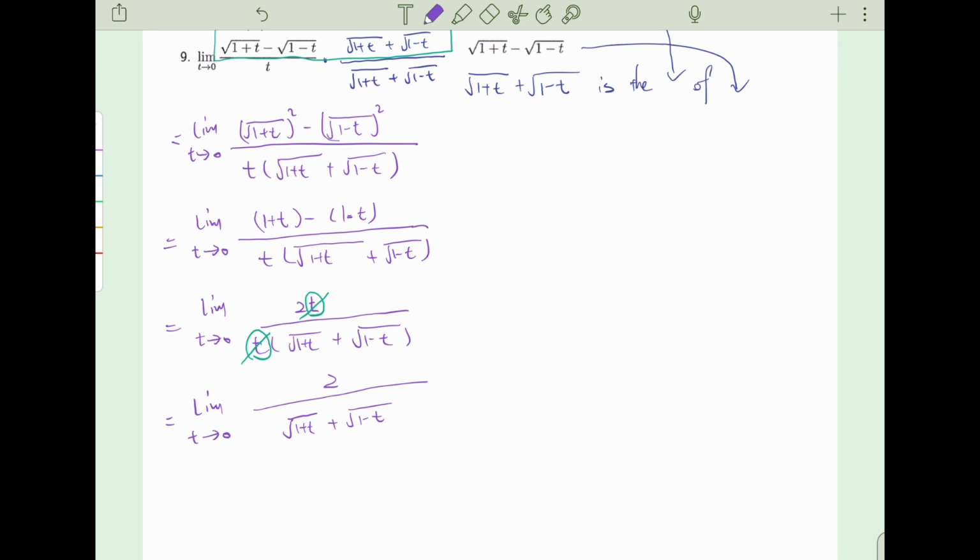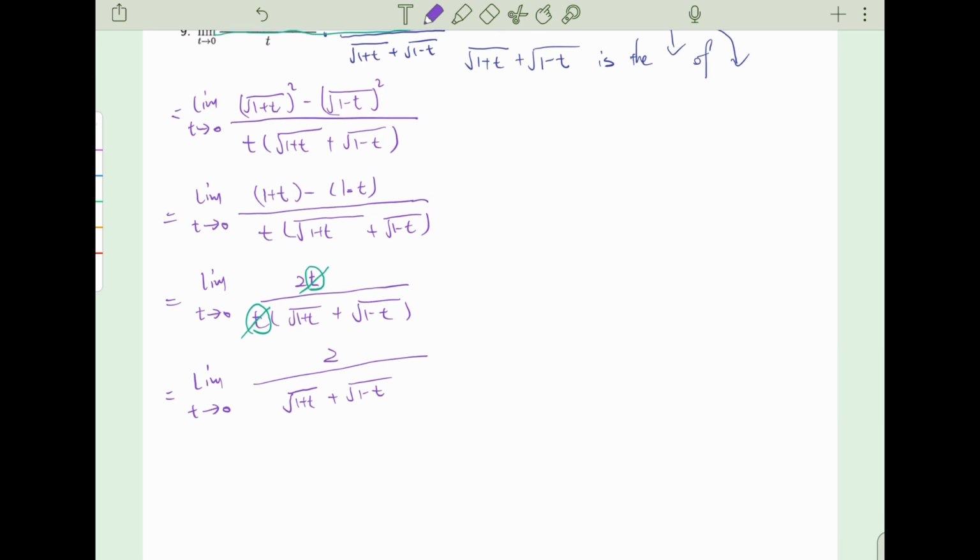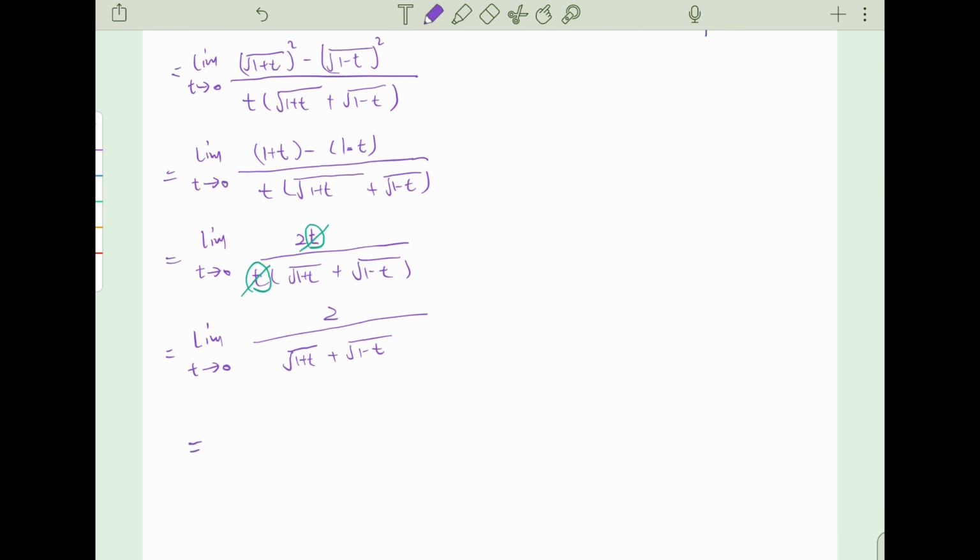T has been cancelled. So I now can plug in. The expression in the bottom is still kind of ugly, but we don't care because the zero factor has been cancelled out. So I can plug in 0 into t. So I have 1 plus 0 plus 1 minus 0, which is 2, divided by 1 plus 1, that is 1. Right. Actually, also a simple question.